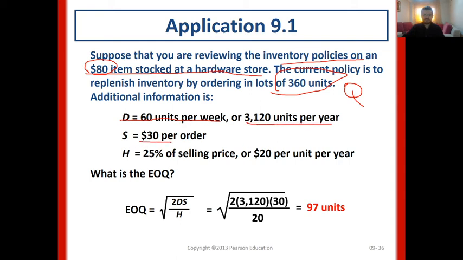S is $30 per order. Holding cost rate is defined as 25% of the selling price. Selling price is 80. So after you multiply these two terms, you can easily get H is 20. Okay, so the optimal EOQ after you do this calculation will be 92 units. Remember, this should be annual demand, and this is the annual holding cost.